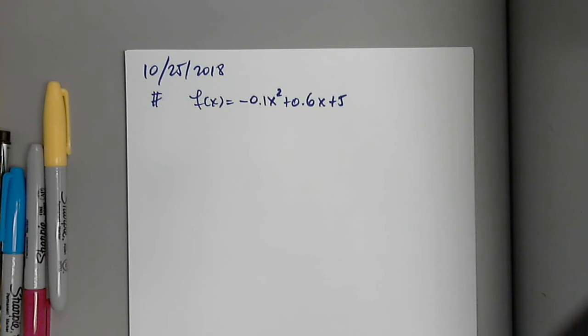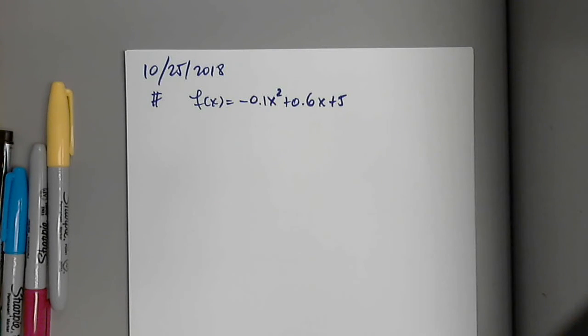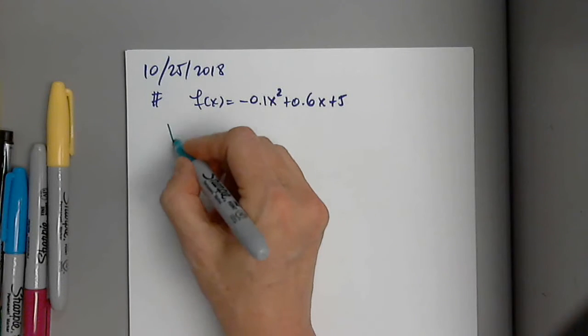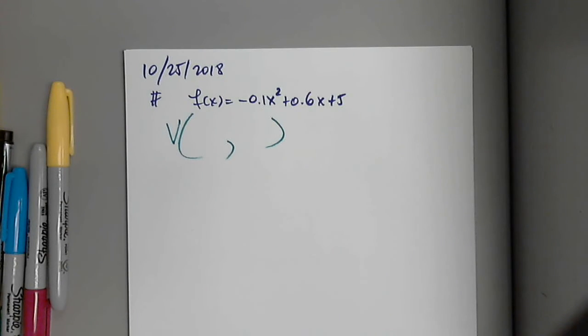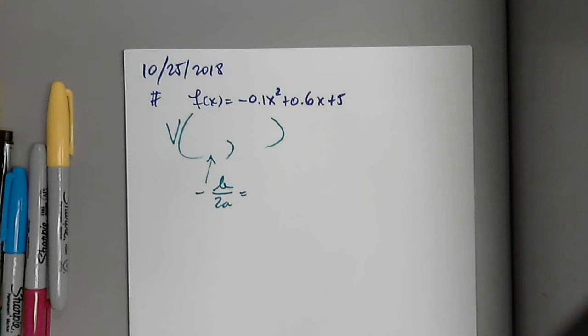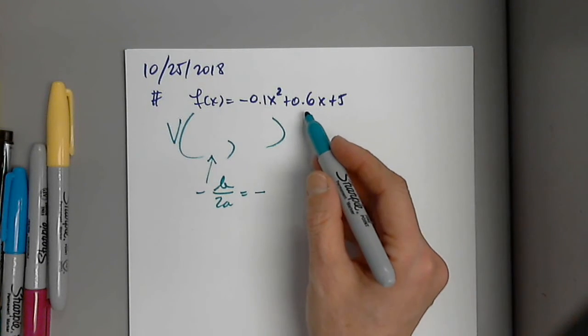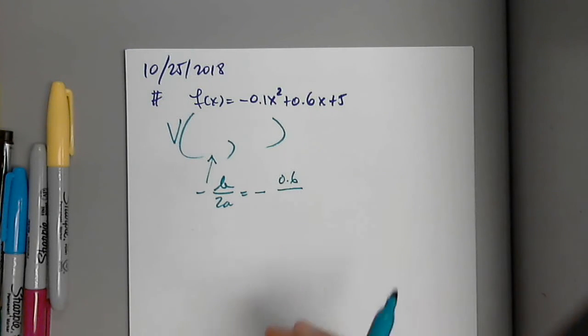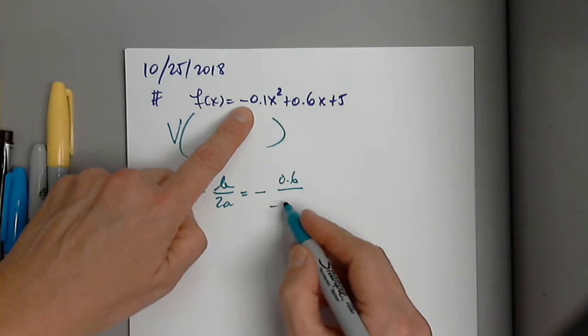So what are we asked to do? What is the question here? Correct. All we have to do is find the vertex. So the x-coordinate of the vertex is negative b over 2a. Awesome. So we copy the minus, we copy b, which is 0.6, and 2 times a will be negative 0.2.